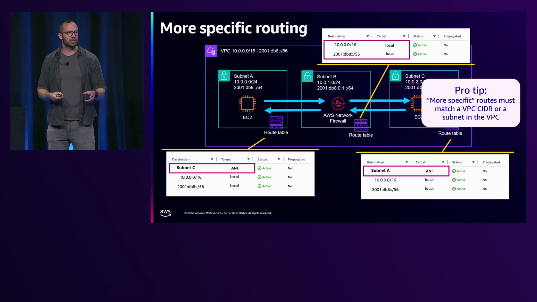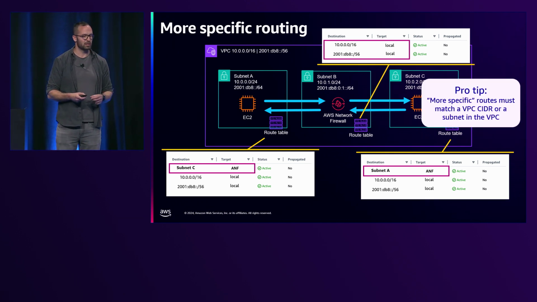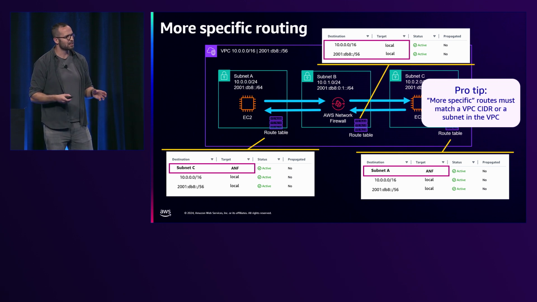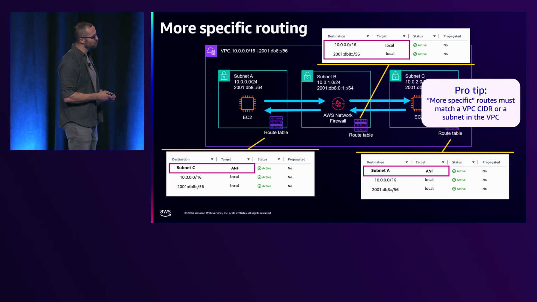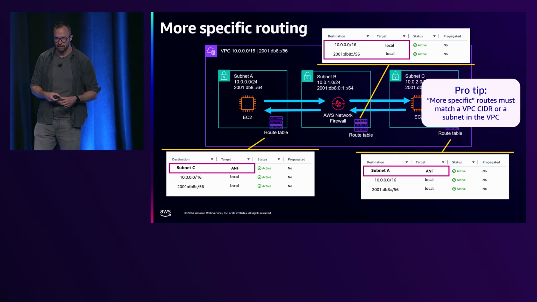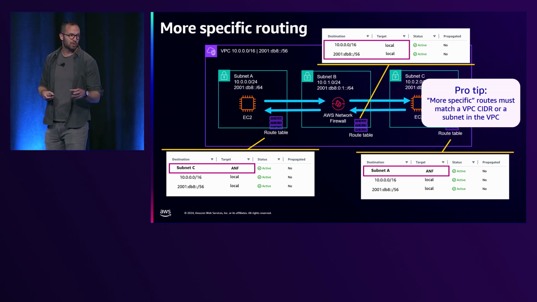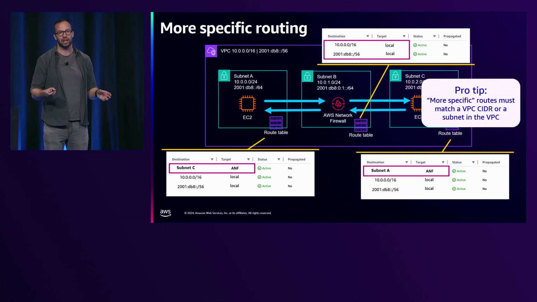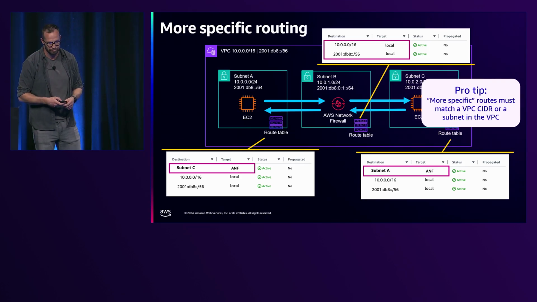Now, throughout this session, we're going to show you some of these pro tips that are little hints and tips of what is useful to think about when you're looking at these designs. So in this example, the more specific routes, they can't be just any routes that you just think of. They have to be the subnet CIDR ranges or the VPC CIDR range.